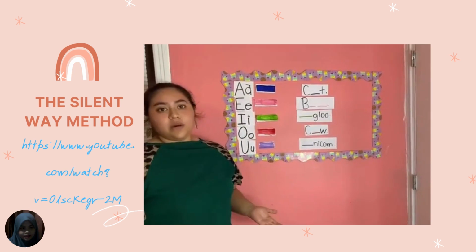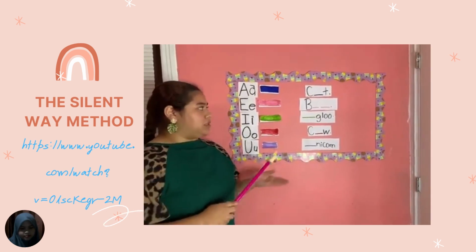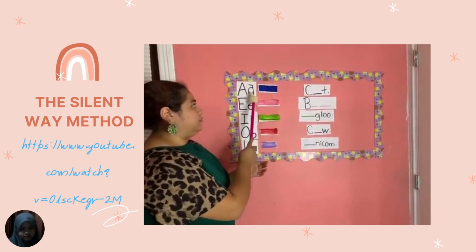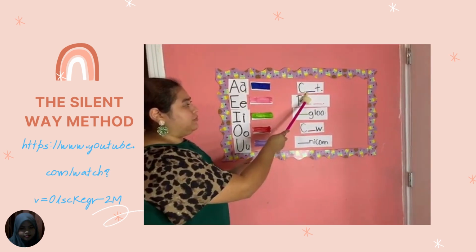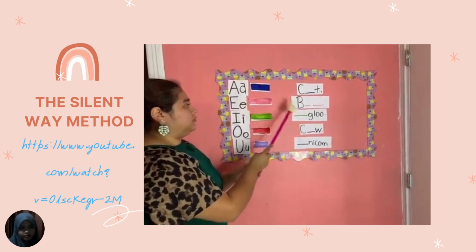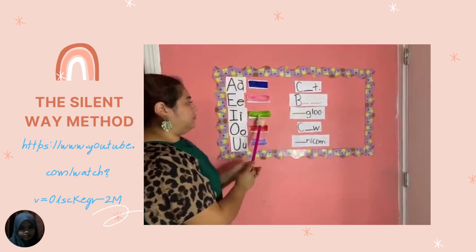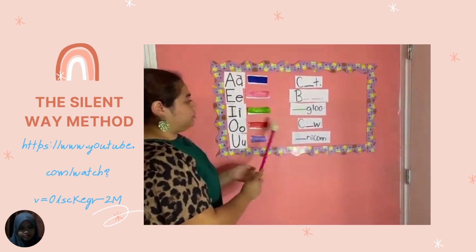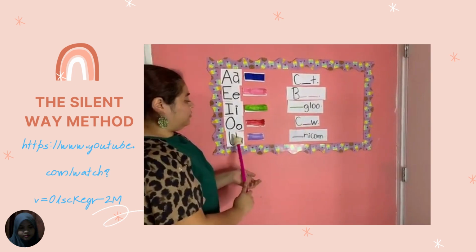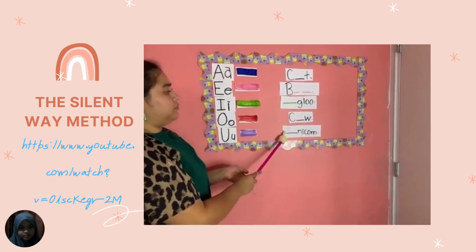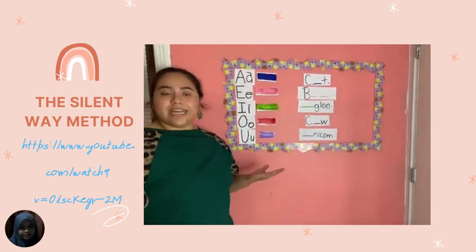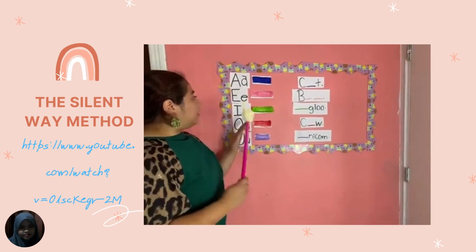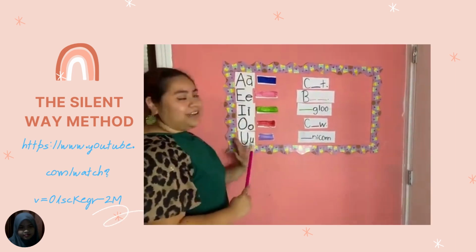Okay, so now we're going to start with the words. Cat. Igloo. Cow. Unicorn. Okay, perfect. So right now we're going to start learning without the vowels as letters, right?